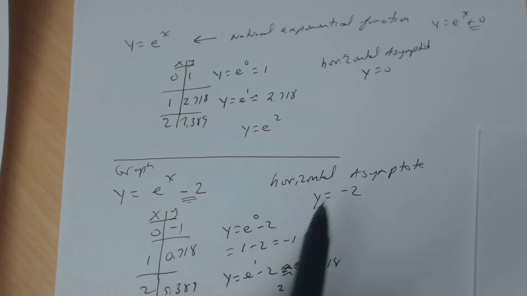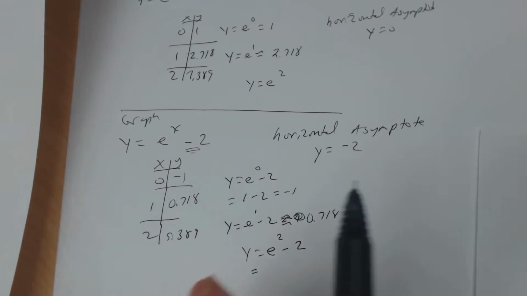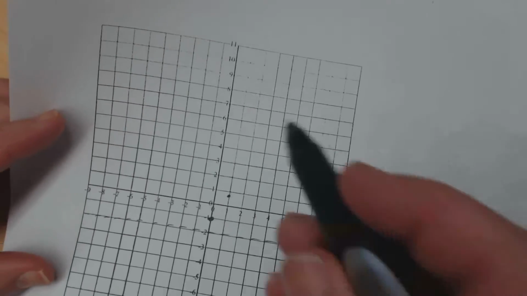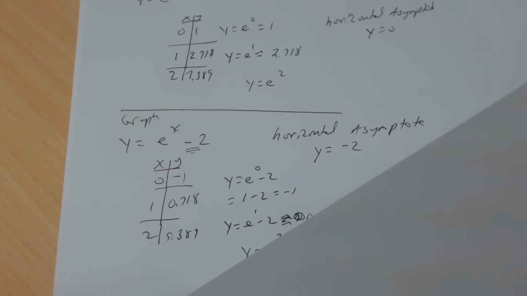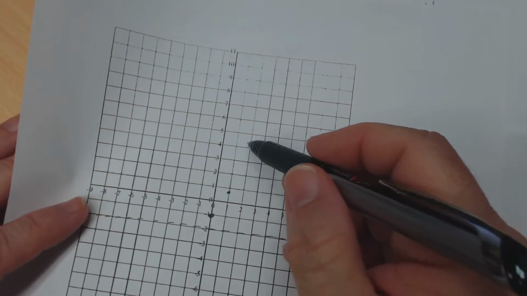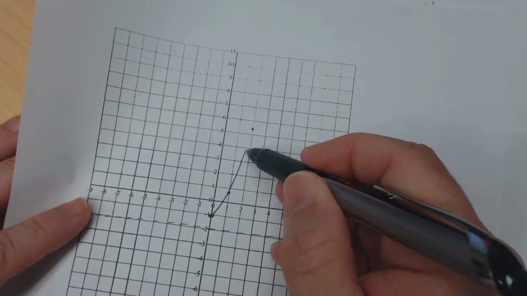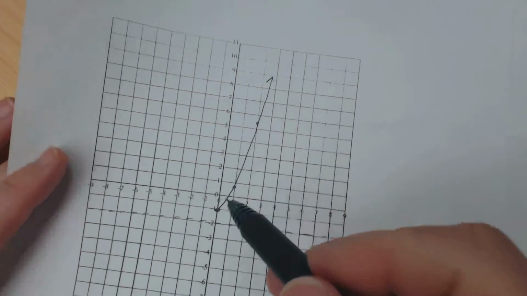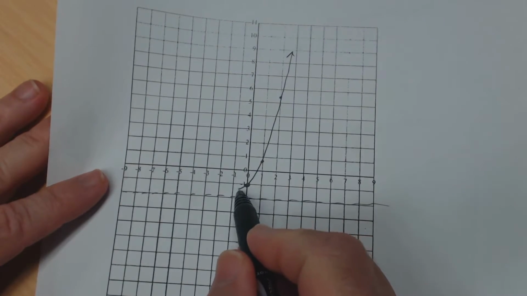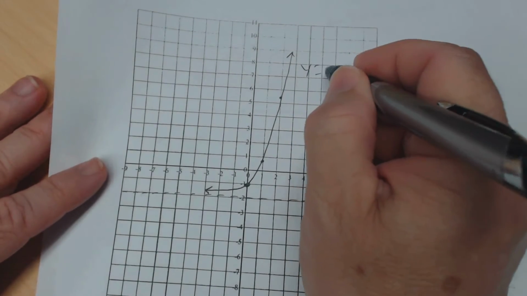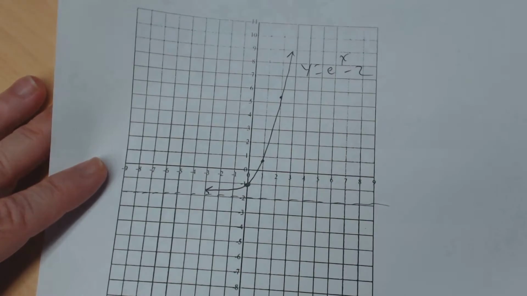But this is about all you need. Just knowing what the graph does, what it approaches, helps to finish it off. So 2, 5.389, it's about here. And so this part of the graph looks like this. Remember, make it look like an exponential. And this part goes towards the horizontal asymptote without crossing it. And that's all it is. So this is the graph y equals e to the x minus 2.